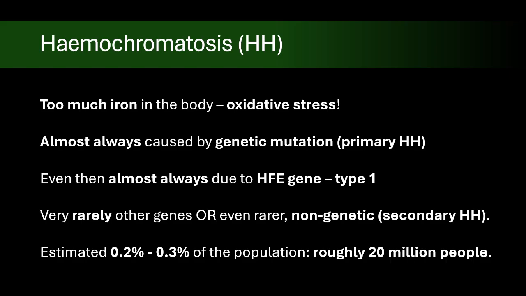Even within the bounds of genetic mutation, it's almost always caused by a mutation on a specific gene called HFE, and this type of primary haemochromatosis is type 1. It's very rarely caused by mutation on other genes, or even rarer caused by non-genetic reasons. The non-genetic iron overload is called secondary haemochromatosis. It affects roughly 0.2 to 0.3% of people in the world. This is significantly less than anemia, which affects around 25%.